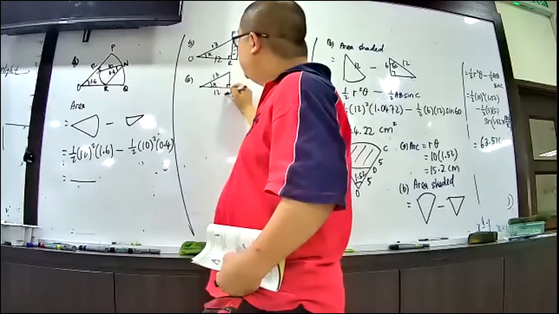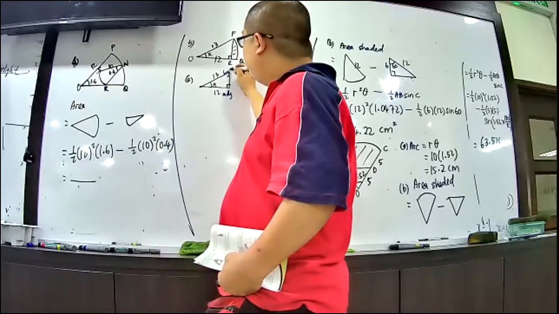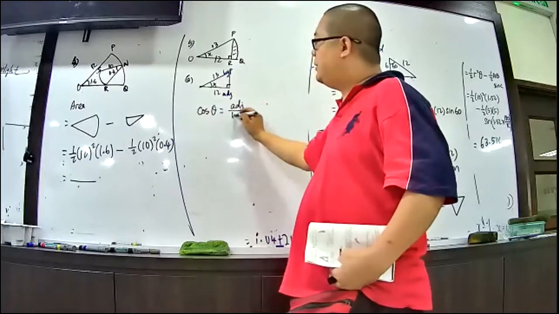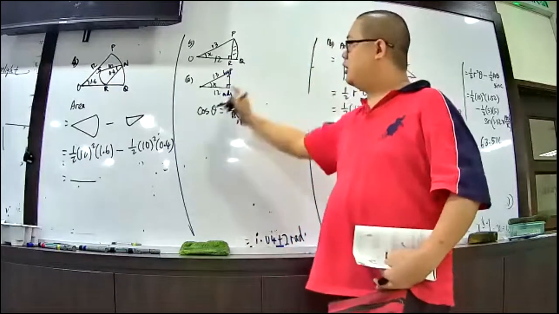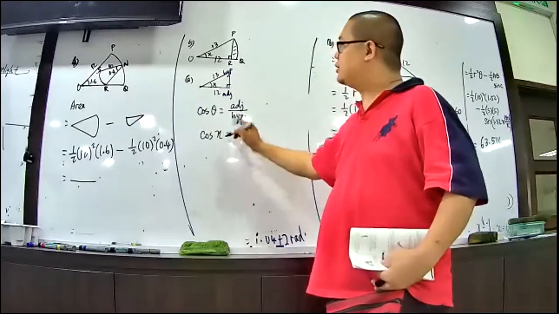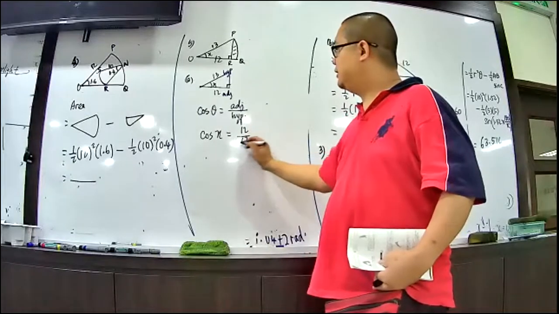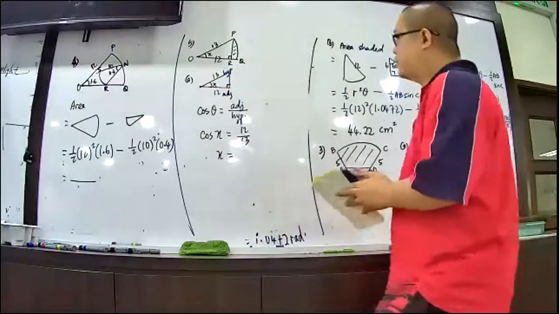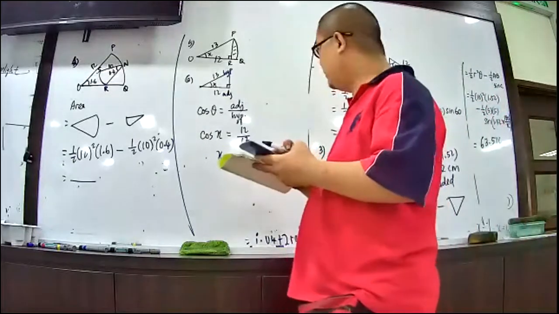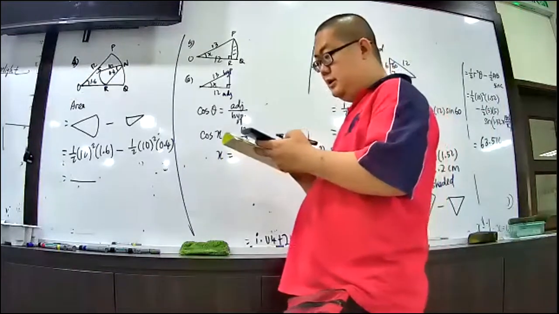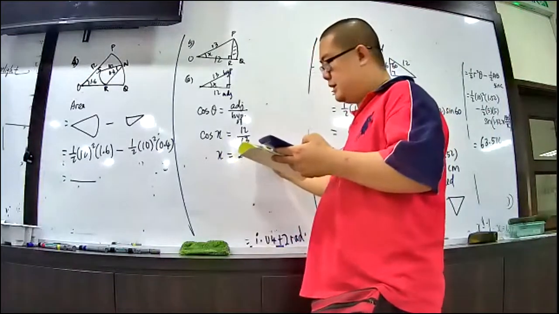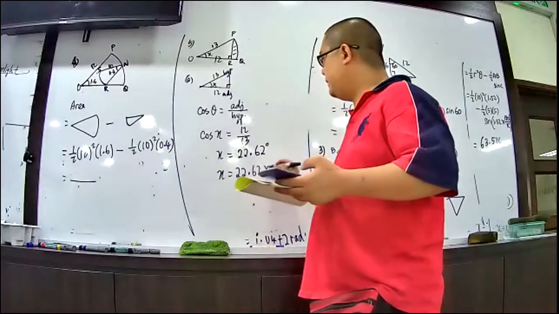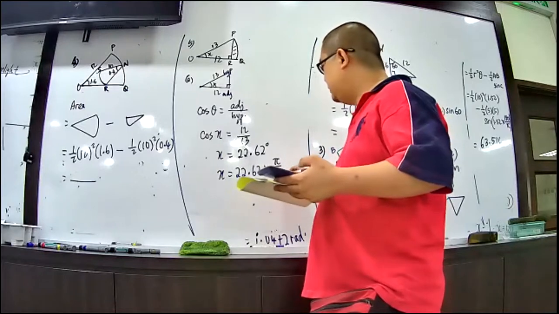So 12, 13. This one is the adjacent, this one is the hypotenuse, so we can use cos theta equals adjacent over hypotenuse. So cos x is equal to adjacent 12 over 13. So your x will be equal to cos inverse of 12 over 13. After you find that, you have to convert it to radian form. So 12 over 13, you're getting 22.62.